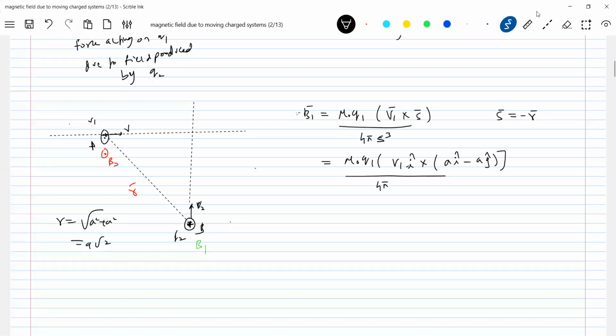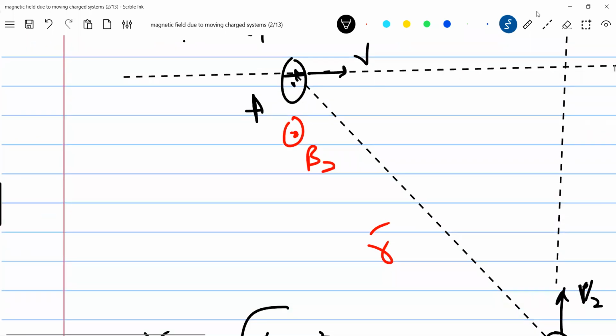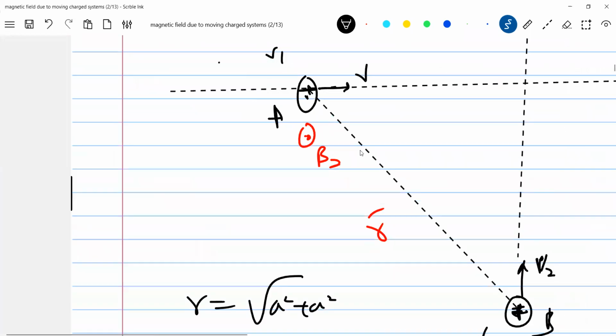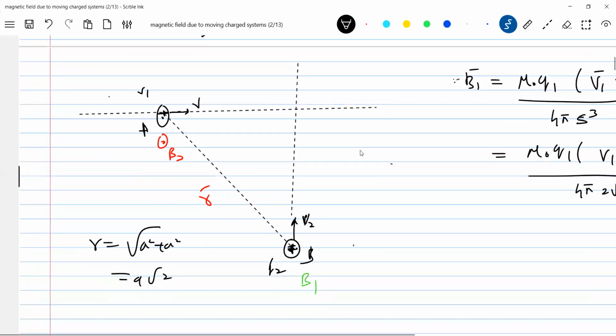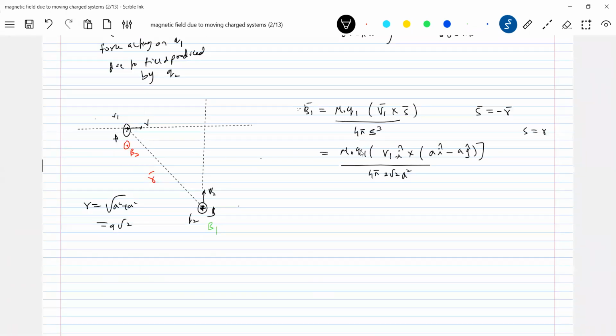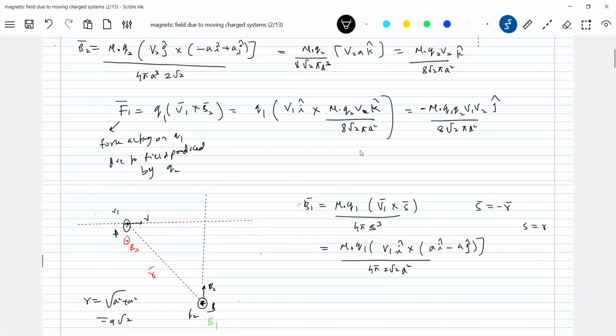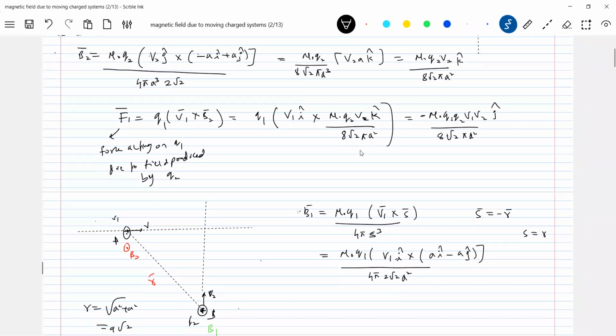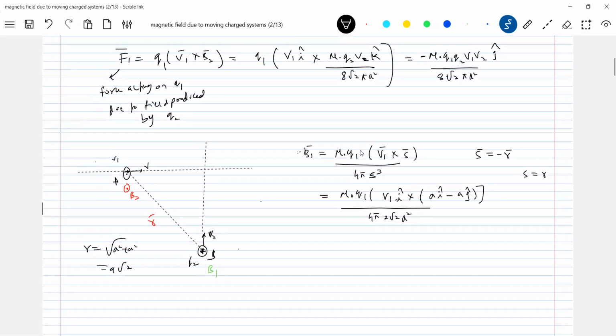4 pi. In fact, S is equal to R, no? S is equal to R. So same, 2 root 2 A cube. Two root 2 A cube. This. I think I should not solve, no? It is naturally understood. What is the natural understood?